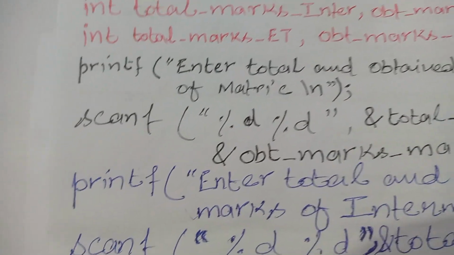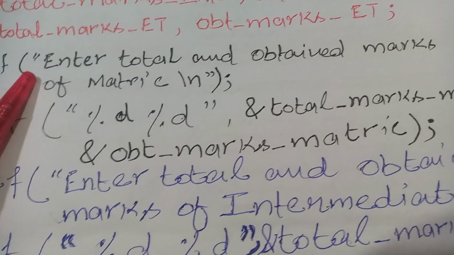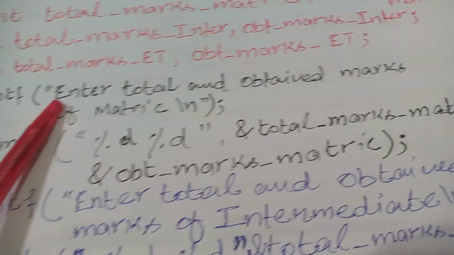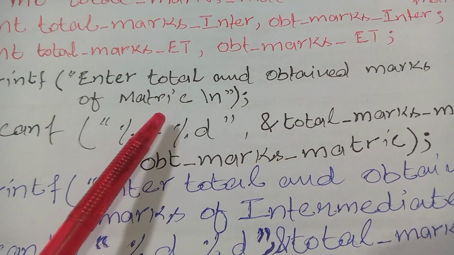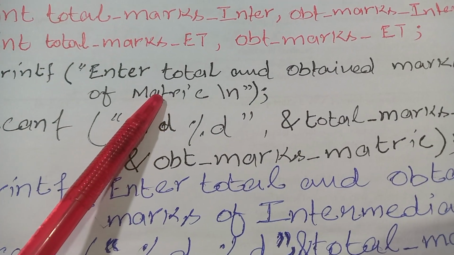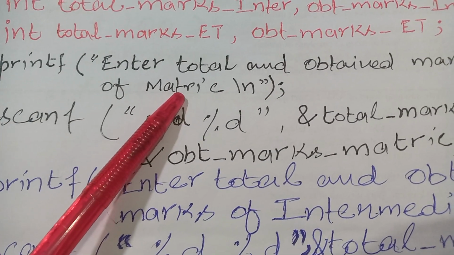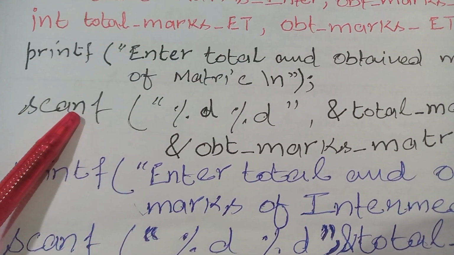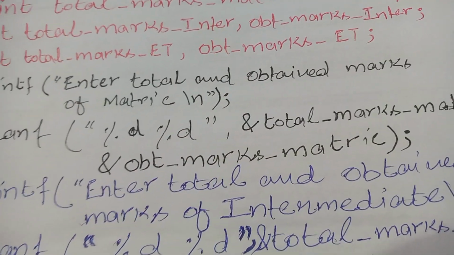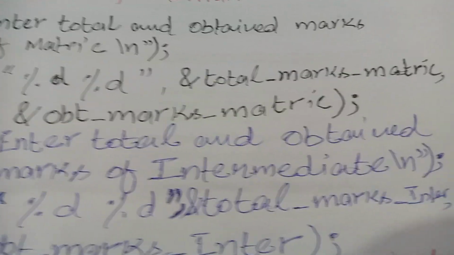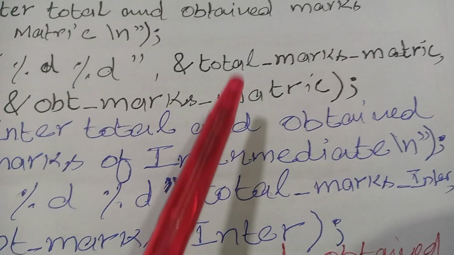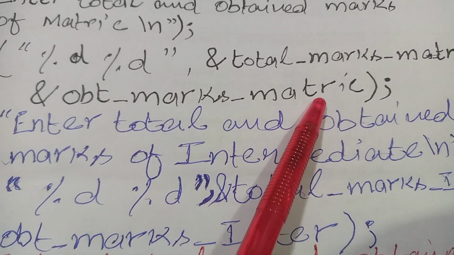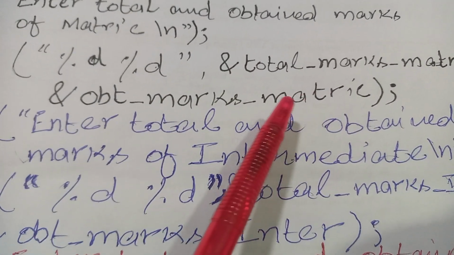After that, print a message on the screen. The message is written in front of you in double quotation marks. The same will be printed on the screen: Enter total marks and obtained marks of matric. The executor of the program will read this message and enter the required information. After that, the scanf function is used. In this, 2 format specifiers and 2 variables are used. The first one is total marks of matric and the second one is obtained marks of matric. The user will enter total marks and obtained marks of matric.